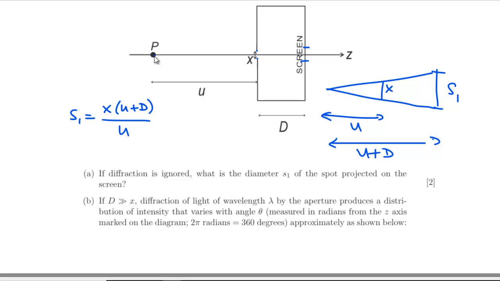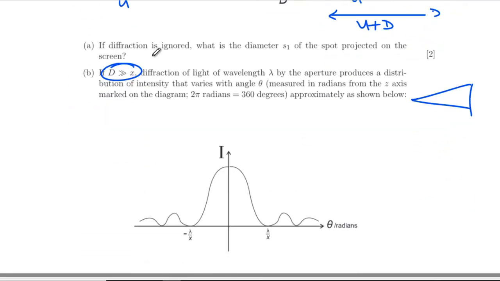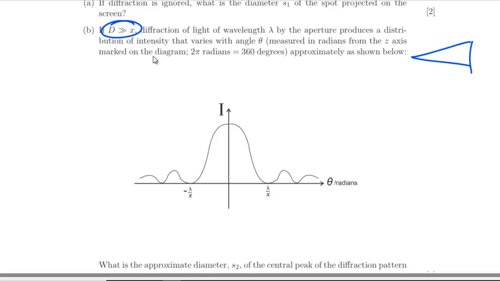Right, so nice starter. If d is much bigger than x, diffraction of light of wavelength lambda by the aperture produces a distribution of intensity. Right, so now we're putting the diffraction in. It varies with angle theta, measured in radians from the z-axis. Right, marked on, all right, so off of this line. Right, okay. So they're saying this is a new point source, which is why they put that in. So we've got a new triangle going on, starting at the aperture. Wonderful. So we're probably going to be doing the same thing. And they've given us the angle, which is that.